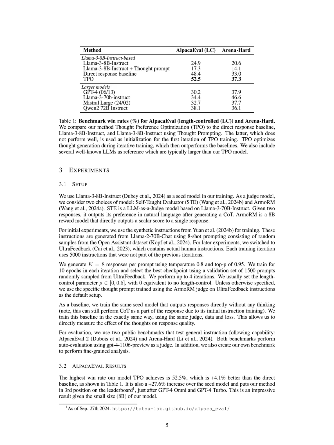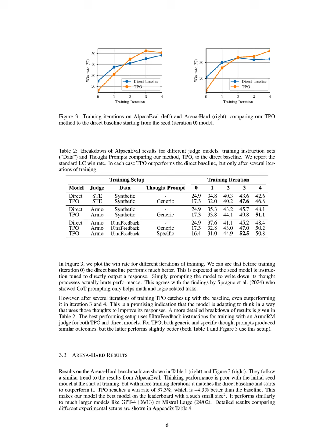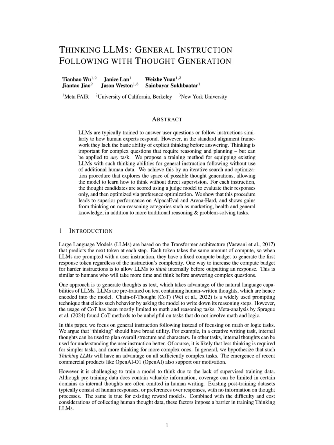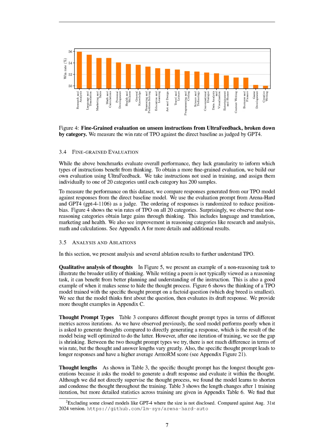comparison of performance. Performance metrics included win rates on public benchmarks such as AlpacaEval 2 and ArenaHard, where TPO achieved a win rate of 52.5% on AlpacaEval, outperforming the baseline by 4.1%, and a win rate of 37.3% on ArenaHard, also surpassing the baseline by 4.3%. Additionally, a fine-grained evaluation was conducted using UltraFeedback, categorizing instructions into 20 types to assess which benefited most from the TPO method, further demonstrating its effectiveness across various tasks.